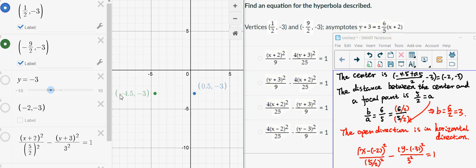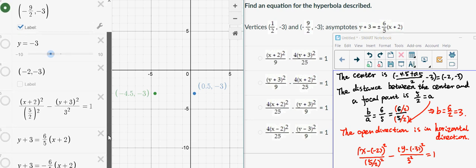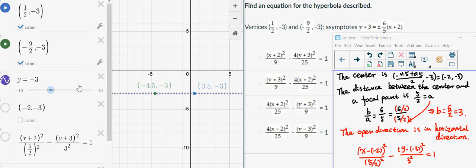So in this case, we find the y coordinates are constant, which is -3. So we know the open direction would be in the horizontal direction. That's easy to find because the 2 vertices are in the horizontal direction. Okay, now we're going to find out the center.